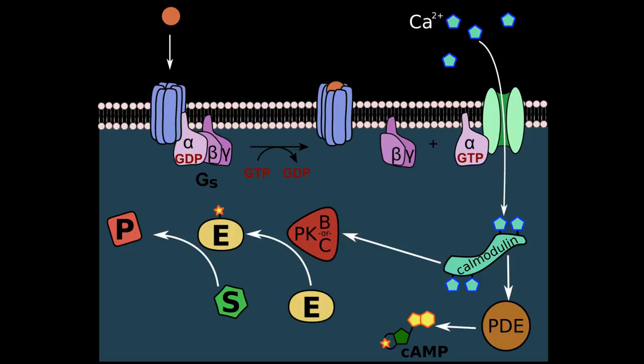Another thing that can happen here is that calmodulin can go and activate phosphodiesterase, which will then go break down cyclic AMP. So actually, this pathway can inhibit other pathways that are requiring cyclic AMP to work.